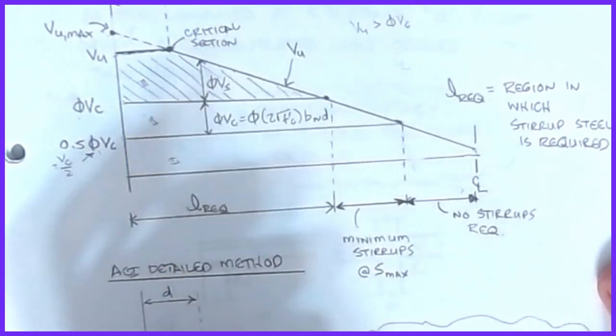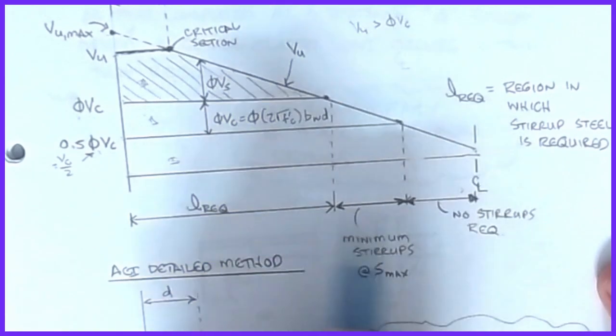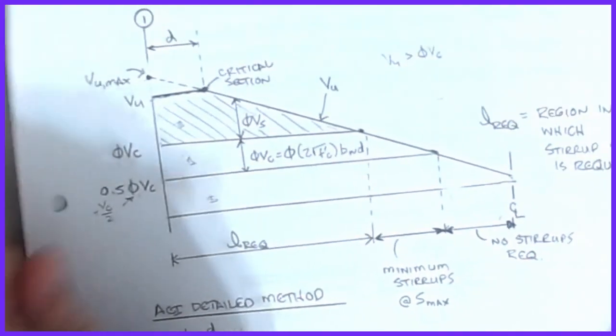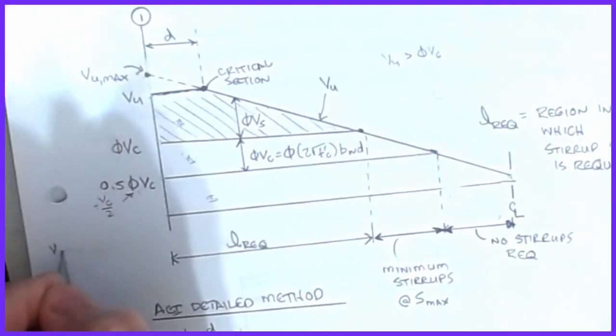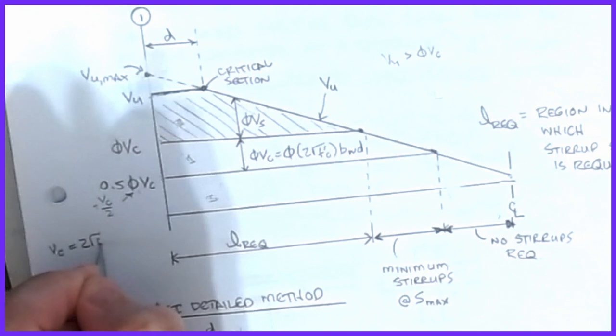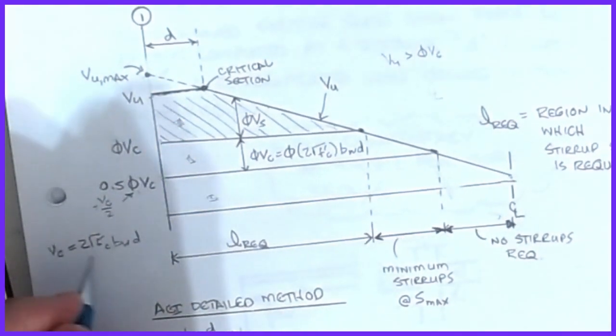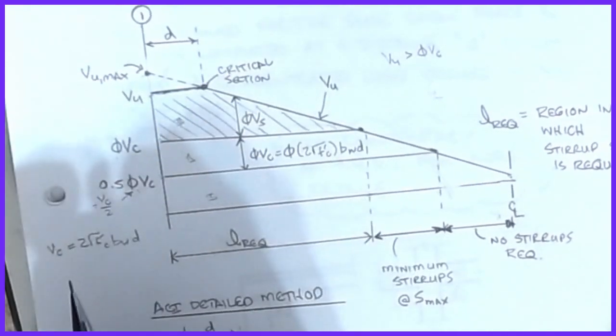Okay. All right, so these become our 3 basic regions, and this is the shape of the category. This is what happens with the simplified method. Okay, and again, remember that VC in this equation is being taken as 2 square root F prime C BWD for a rectangular section. All right, so I put a 0.75 on that, and these are the lines. You've got everything that you need to know.